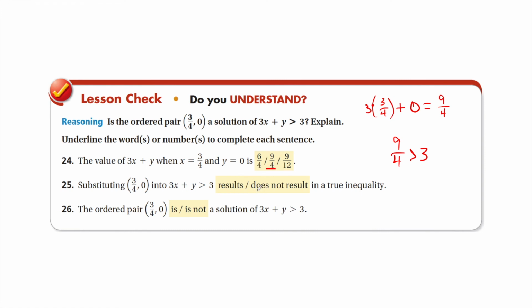Well, in this case, it doesn't result in a true inequality, and therefore the ordered pair 3 over 4, 0 is in fact not a solution to 3x plus y is greater than 3.